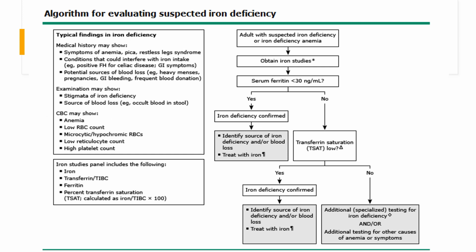This is the algorithm which shows the investigation pathway for iron deficiency. If you suspect iron deficiency, you have to take a proper history to identify the reason for this iron deficiency. Then you have to obtain iron studies, and you have to do serum ferritin. If iron deficiency is confirmed, you have to identify the source of iron deficiency, treat with iron, and treat the underlying condition. If serum ferritin is more than 30, you have to do transferrin saturation if you still suspect iron deficiency, and if it is less than 20, you have to follow the same algorithm.